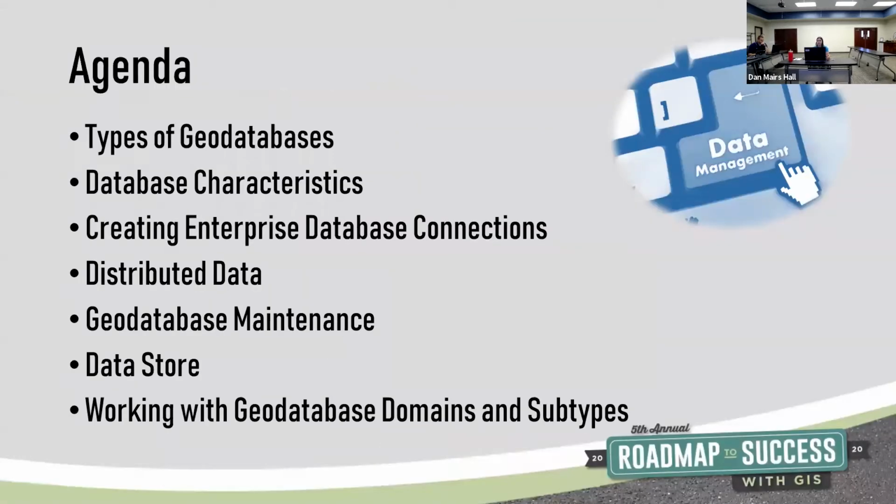So today we're going to talk about the types of geodatabases, their characteristics, and how to create an enterprise database connection. If you have an enterprise database, you're going to need to know how to access that data. And then we're going to talk about distributed data and geodatabase maintenance. I'm going to touch a little bit on Datastore, and if we have time, we're going to talk about domains and subtypes.